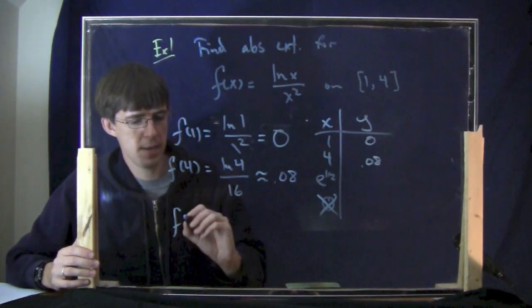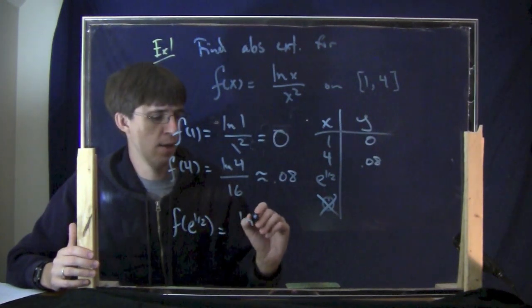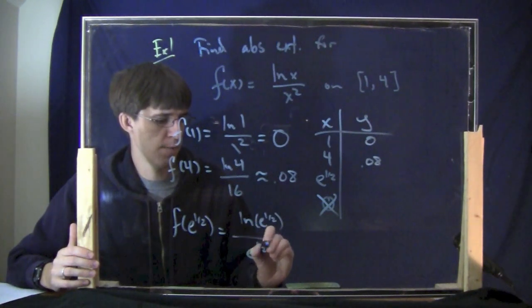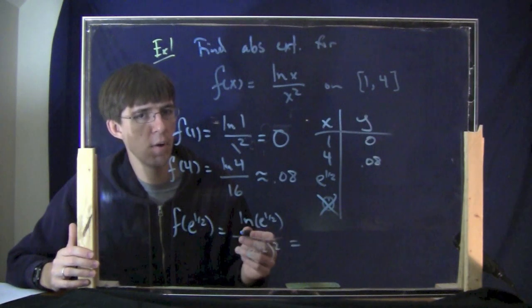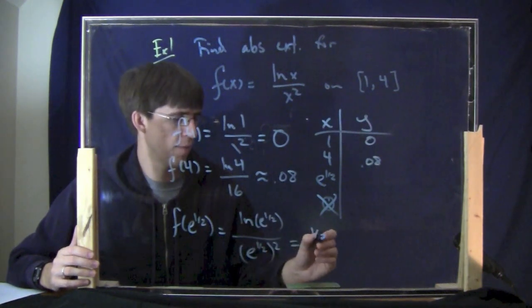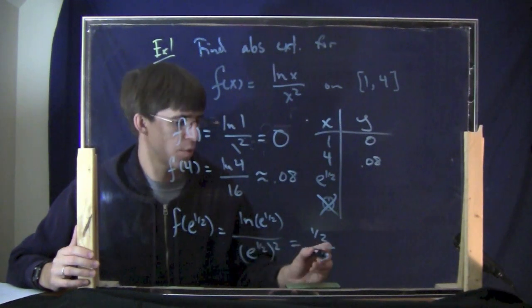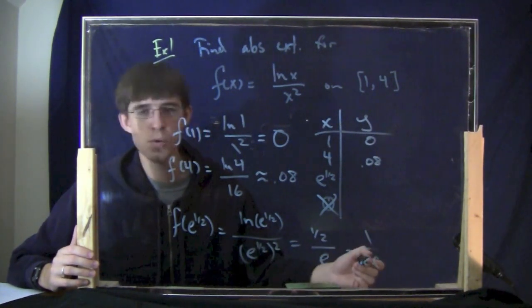This one you can do by hand. f of e to the 1/2. You get ln of e to the 1/2 over e to the 1/2 squared. What is ln of e to the 1/2? This is just how the logs and the e's interact. You just get 1/2 on the top. And on the bottom, e to the 1/2 to the squared. Multiply the exponents, you get e to the 1. So you could write this as 1 over 2e.